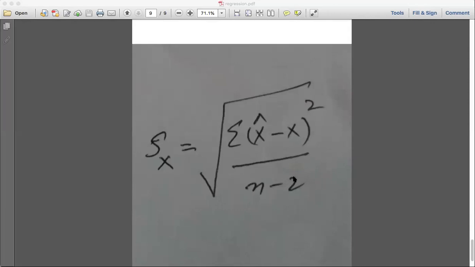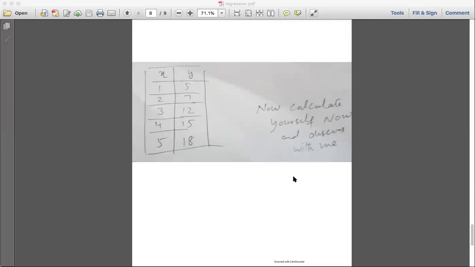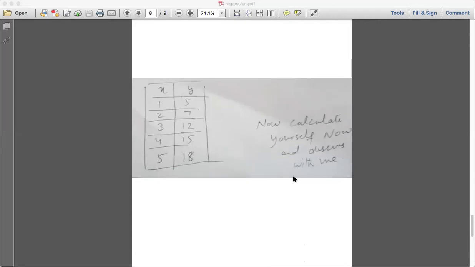So I am giving you some time to solve this equation, this one, and I will ask all of you what will be the value of A, what will be the value of B, and what is the regression line X in terms of Y. Please solve this one.